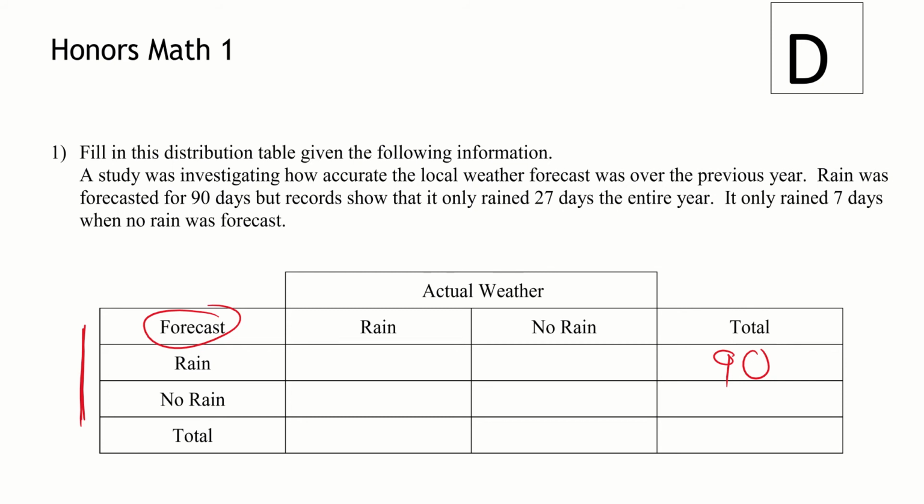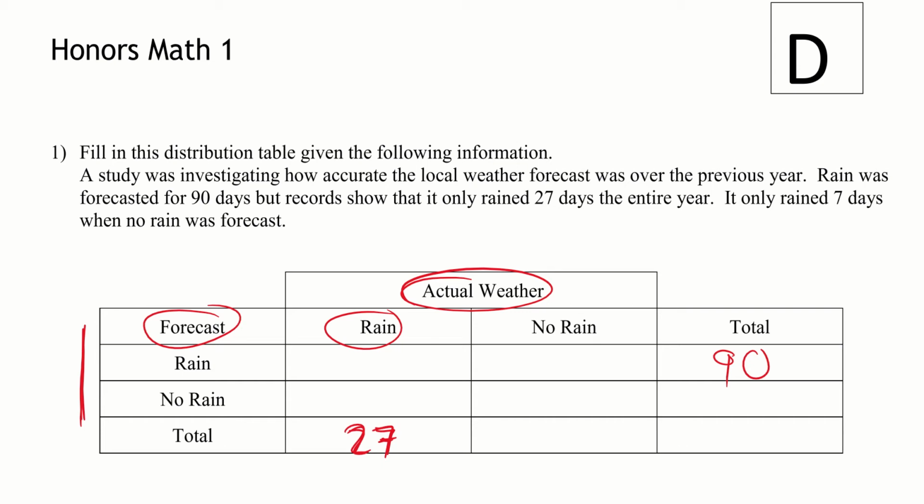But records show that it only rained 27 days the entire year. So now I'm looking at the actual weather, right? For the entire year, it only rained 27 of the days. So for 27 days, it rained. You can see it was forecast for 90, but it only rained 27.